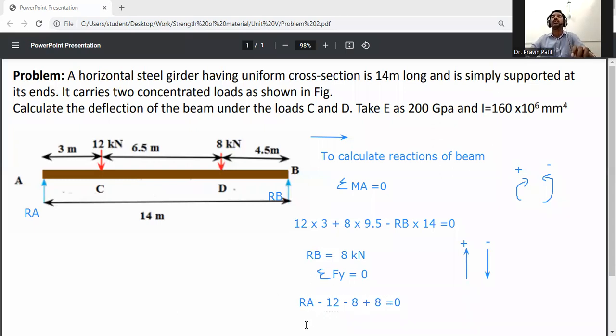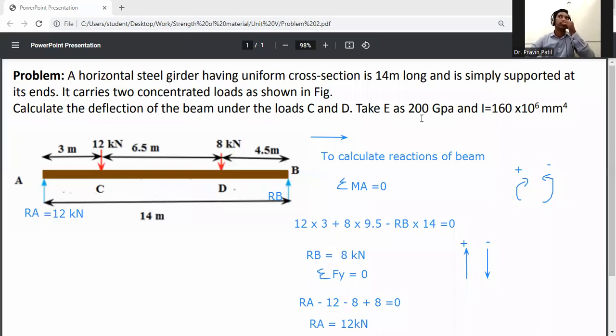From this relation we get the reaction at A. RA is equal to 12 plus 8 minus 8. So it will be 12 kilonewton. So RA is equal to 12 kilonewton. All these values are in kilonewton and meter.